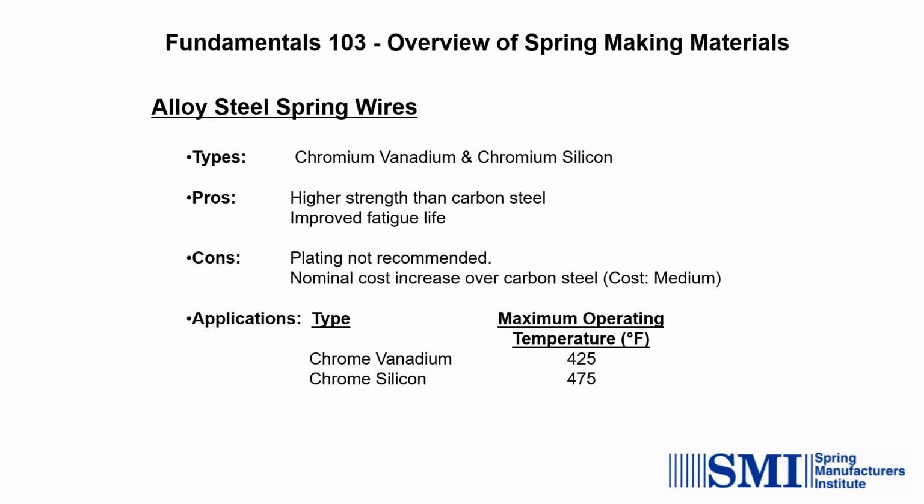Over the years, chrome silicon has become the most commonly used alloy wire and is the most readily available. Note: the max operating temperatures for chrome vanadium is 425 degrees and chrome silicon 475 degrees.